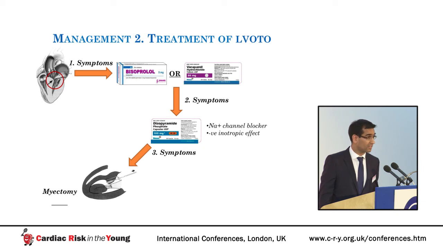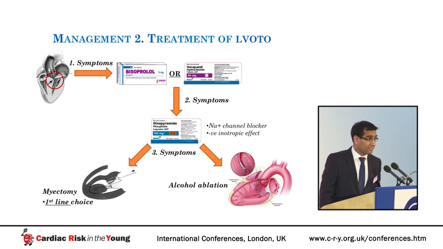And if despite optimal pharmacological treatment, patients still have symptoms, then a more invasive approach needs to be taken. And this includes surgical myectomy, which is open heart surgery, where essentially the surgeon resects the hypertrophic septum, therefore relieving the obstruction. And this is really the first-line choice in most patients.